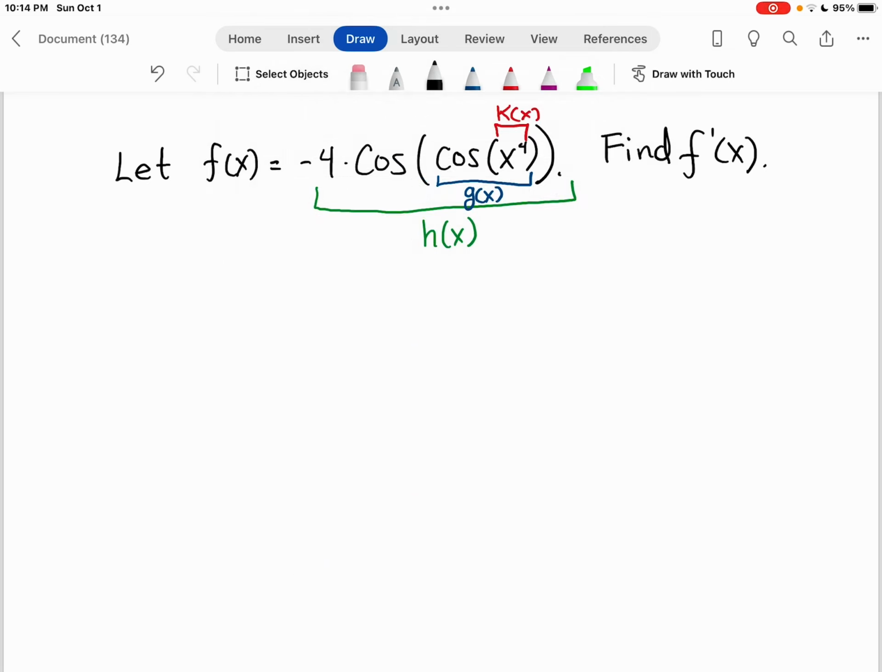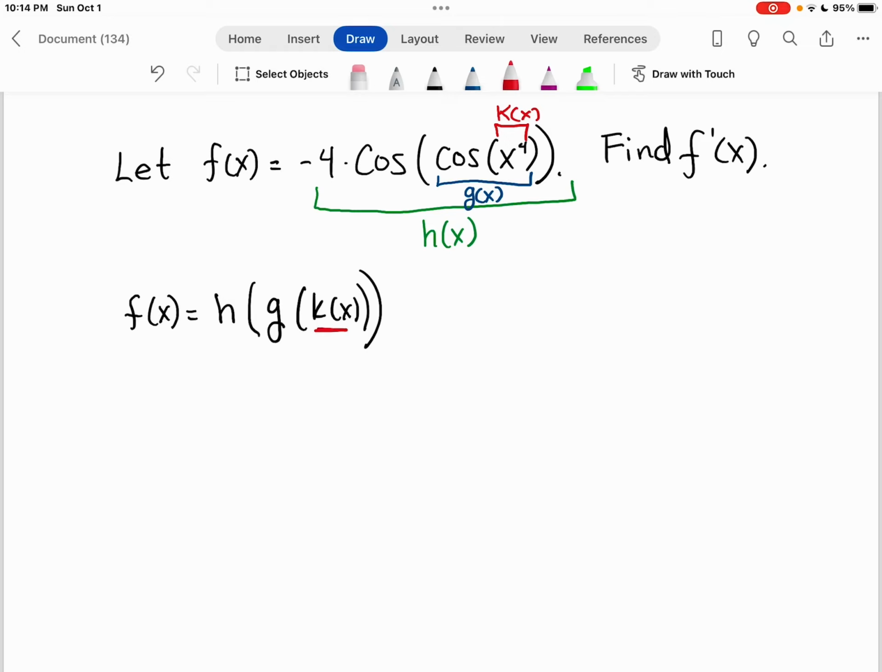So when we take the derivative, we're going to have to use the chain rule. And we're going to have to use it twice because we have some nested functions here. So when we look at f of x as composition functions, we have h, and then instead of saying h of x, I'm going to say within h I have g of x, but within that I have k of x.